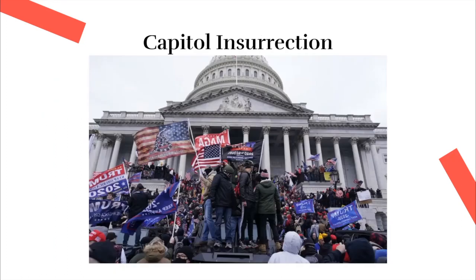So next up, we will look at the Capitol insurrection. So there are a few causes of insurrection, but a main one is that alt-right and pro-Trump groups were upset that the administration that they loved was leaving.